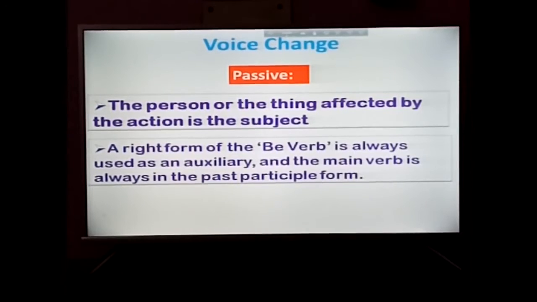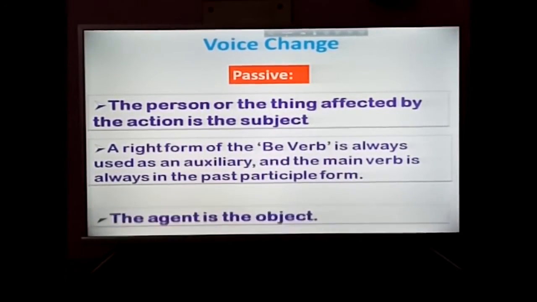Well, in informal spoken English, get is sometimes used instead of be, but that is only in informal spoken English. Other than that, it is always a right form of the be verb that is used as an auxiliary for the past participle main verb in a passive sentence. Okay, so that is the most striking feature of a passive sentence.